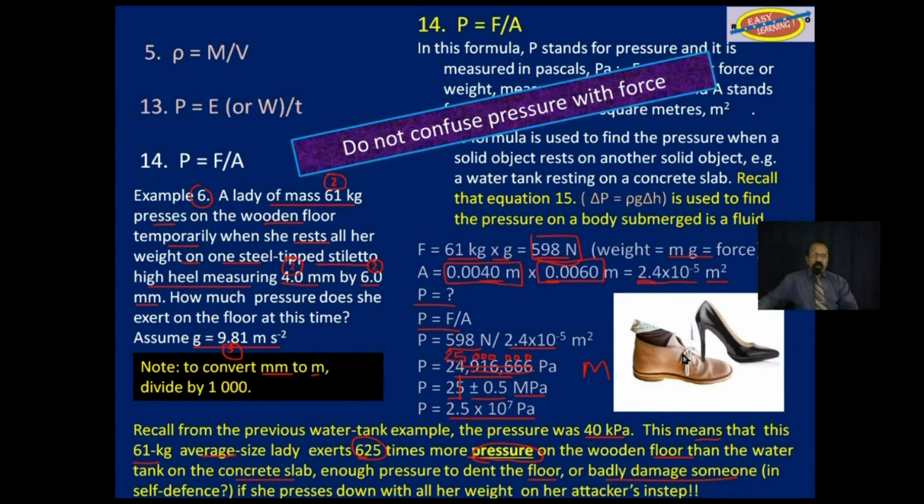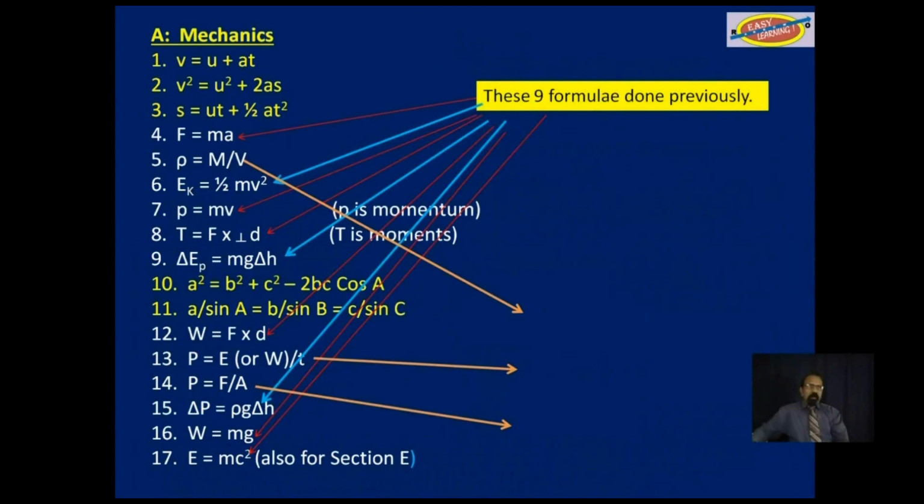Like this. So this is the attacker's instep, and this is the high heel shoe. That high heel there will exert a pressure of 2.5 times 10 to the 7 pascals, or 25 million pascals on the attacker's instep.